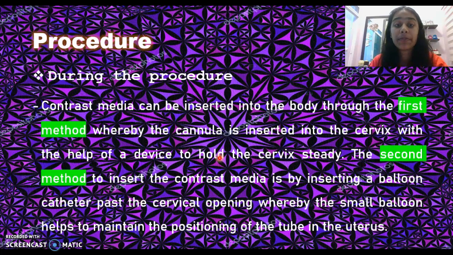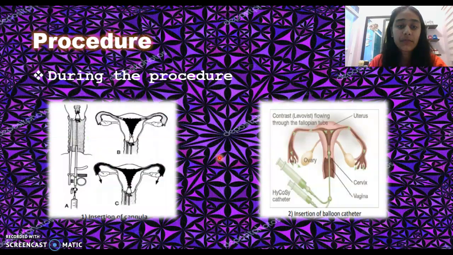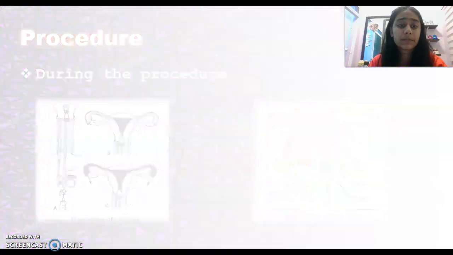Basically there are two ways for the contrast media to be inserted into the body. The first method would be the insertion of a cannula, and the second method would be the insertion of a balloon catheter. The first image shows the insertion of the cannula, and the second image shows the insertion of the balloon catheter.